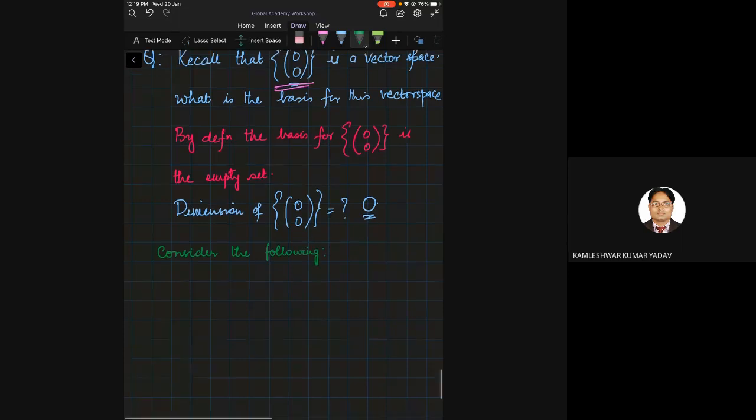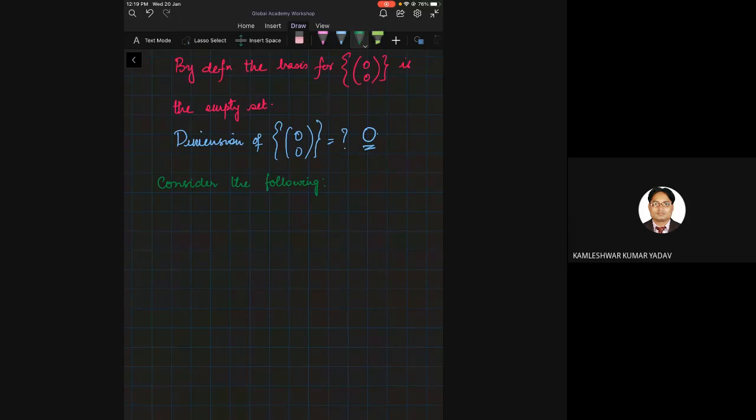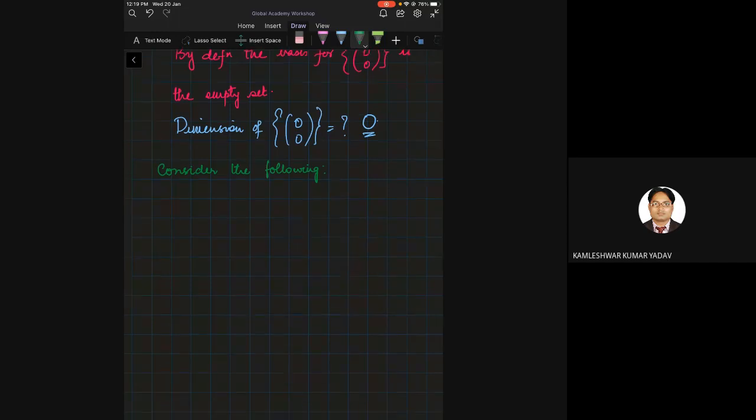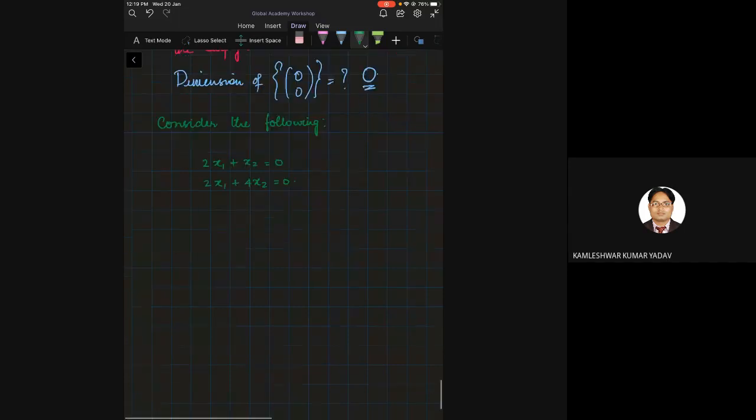What do we consider? Let's take this: 2x1 plus x2 is equal to 0, and 2x1 plus 4x2 is equal to 0. This system of equations that I have, I'm going to call a homogeneous system of equations.